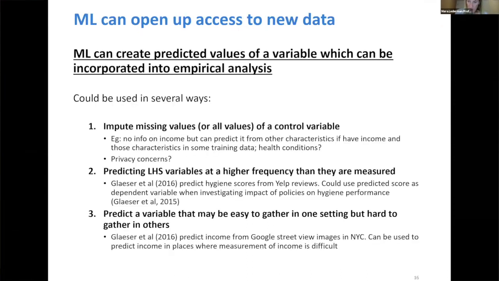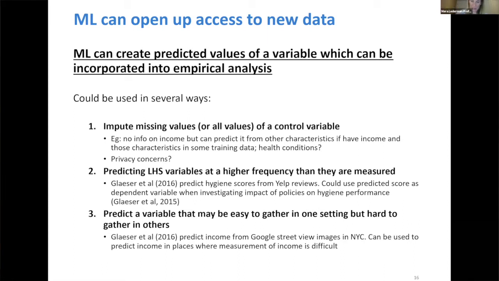Okay, so the second topic in this area of new technology, new tools, is this idea of machine learning opening up access to new data. I think there are two broad ways this can happen, probably more than this, but I'm going to focus on two. One is that machine learning might allow us to create predicted values of a variable, and that variable can then be incorporated into traditional econometric analysis.